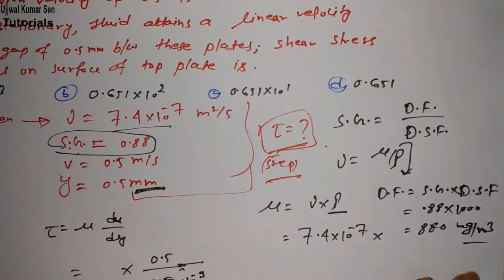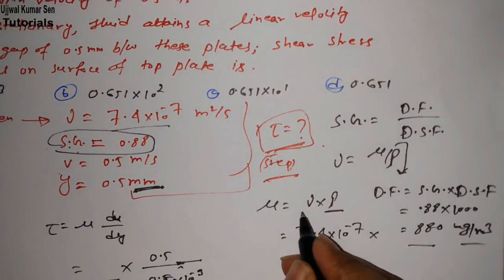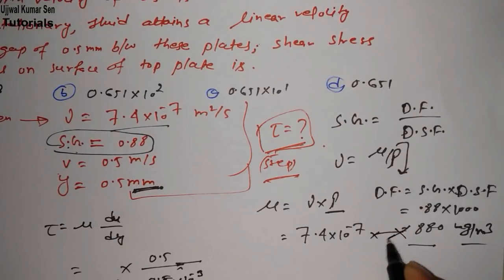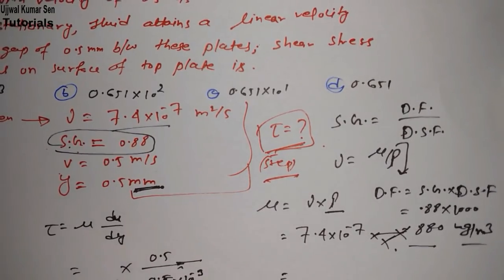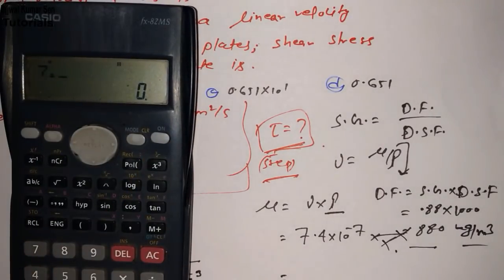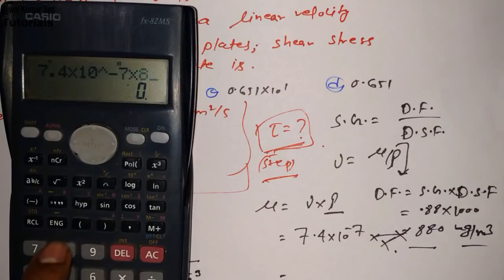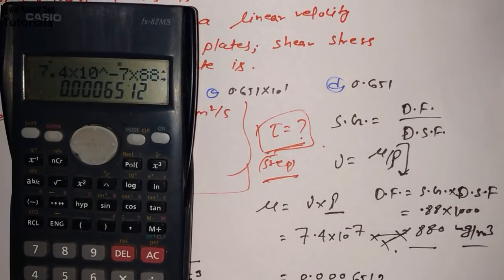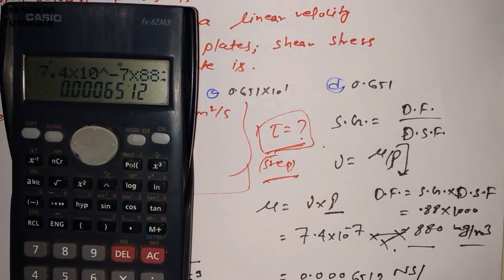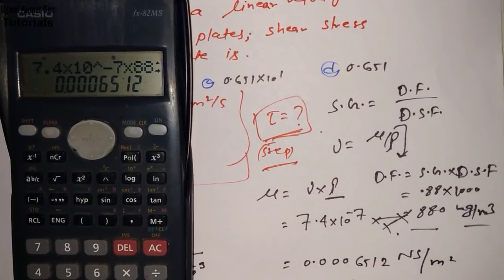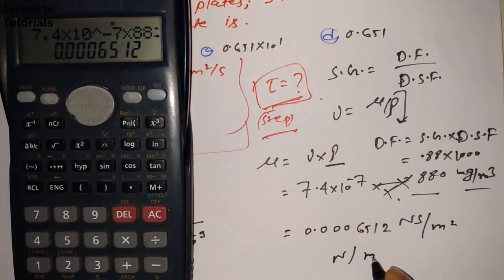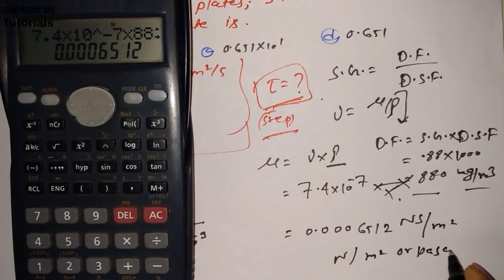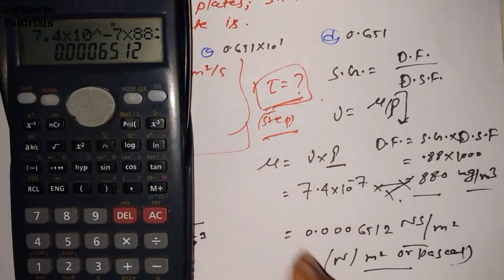Now we got density, we have to multiply this density here. So what value do we get? I have to use the calculator now. 7.4 into 10 to the power minus 7 multiplied by 880. What we got is 0.0006512, and its unit is Newton second per meter square. Newton per meter square is also known as Pascal, or Pa. Somewhere it is written Pa.